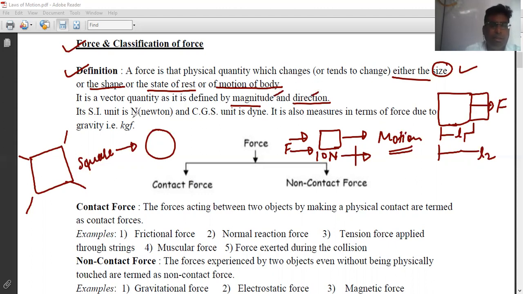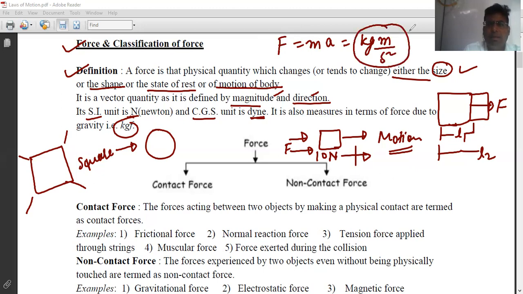Force was discovered by the scientist Newton, so in his honor we give the unit N. Capital N is the unit of force, right? It is the SI unit, and the CGS unit is dyne. And if you want to convert it simply, the formula is mass into acceleration. Mass unit is kg and acceleration unit is meter per second square, so this is another unit of force.